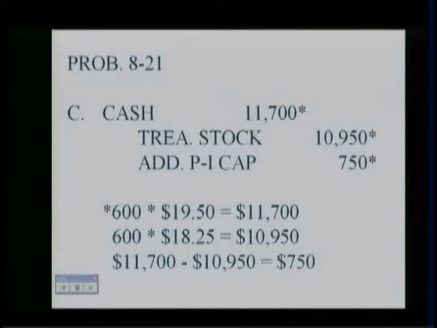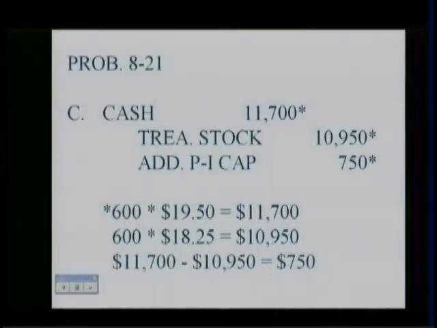Finally, you're going to sell the treasury stock on September the 19th. Remember, you're selling it for $19.50 a share, which is more than you paid for it. So let's figure out what we're selling it for. We're selling 600 shares for $19.50, so we're selling it for $11,700. That's how much cash we will receive. So to increase the asset of cash, we debit cash $11,700.